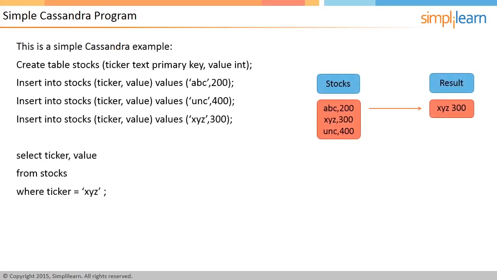An example of a simple Cassandra program is provided on screen. In this example, you create a table, insert a few records, and fetch data from the table. You can see that the Cassandra syntax is very similar to the standard SQL syntax. The example creates the table called stocks with 2 columns, inserts 3 rows into this table, and selects data from the table for a particular key. Observe that Cassandra uses the primary key of the table to fetch the data. The data is also stored in the primary key order.